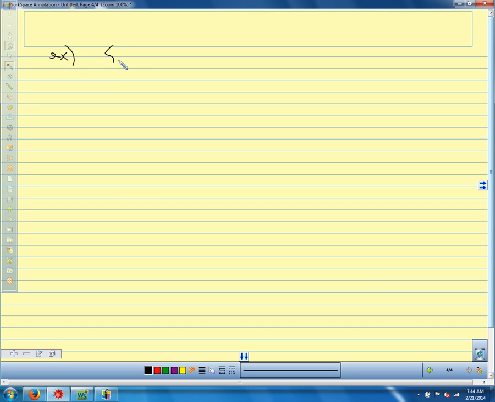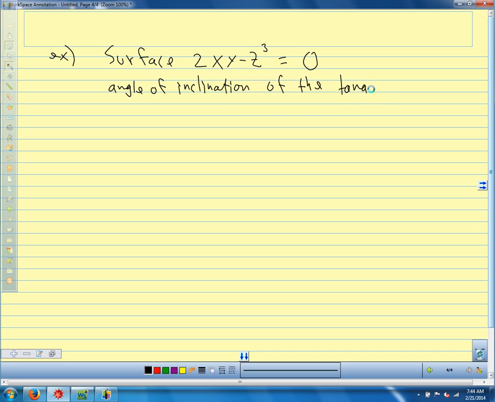So we have the surface 2xy minus z cubed equals 0. We want the angle of inclination of the tangent plane, and this is why we invented the symbol for tangent plane, because we end up writing the words tangent plane a lot, at the point (2, 2, 2).